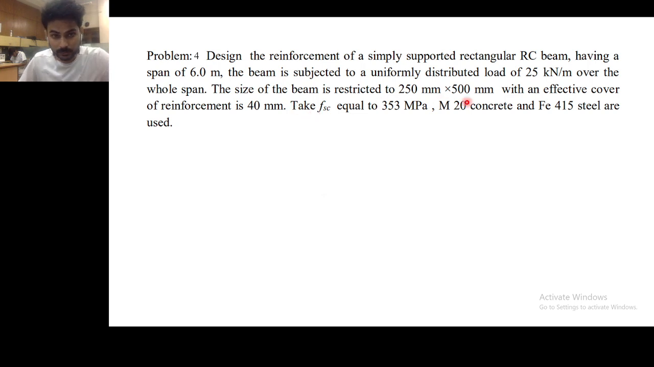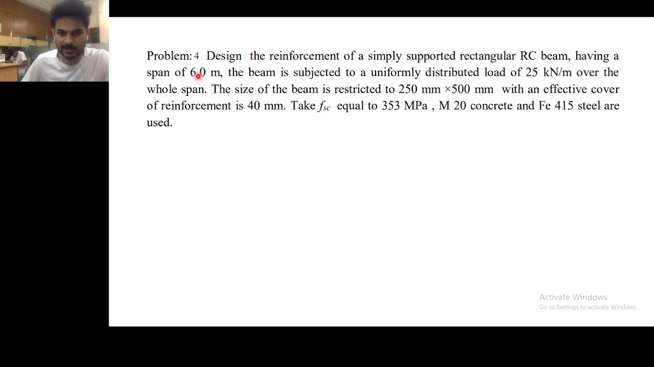So here the depth of the beam is restricted. We have to check if we can design it as a singly reinforced beam. If that is not possible, then we have to go for doubly reinforced. So that is the catch in this question, and then try to solve it.